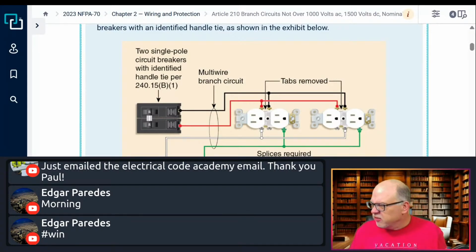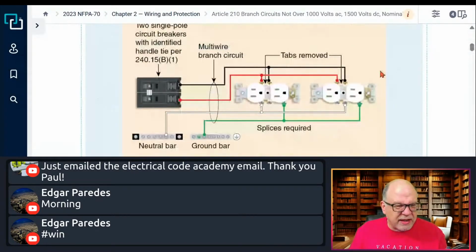But anyway, right here, here are 2 single pole breakers with an identified handle tie. We haven't gone to look at 240.15(B), but this is permitted right here. Now look how this is laying out. Maybe I'll show this to you. All right, I'm trying to get it better in the picture. Okay, so here it is.